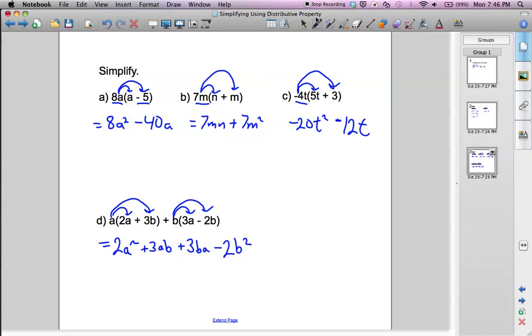Now if you look at our two terms in the middle, we've got 3ab and 3ba. Remember, ab equals ba. You can write multiplication in whatever order you want. So those are equal, so these terms are like terms. So you can actually combine these two terms and get 6ab. So your final answer here is going to be 2a squared plus 6ab minus 2b squared.